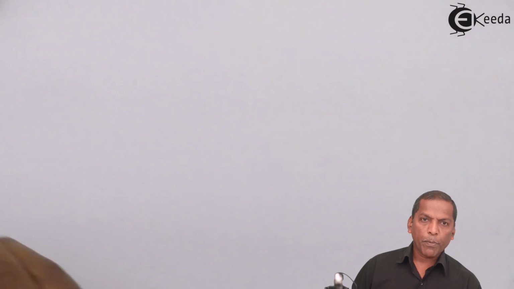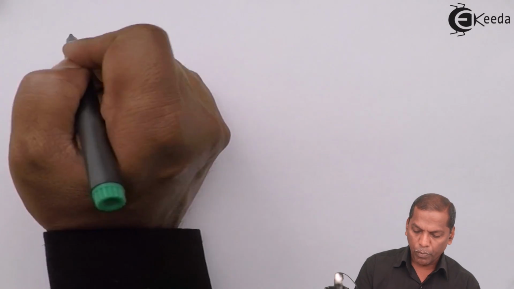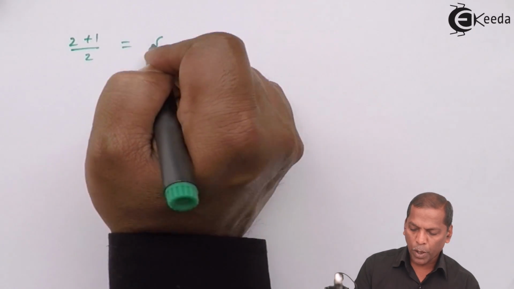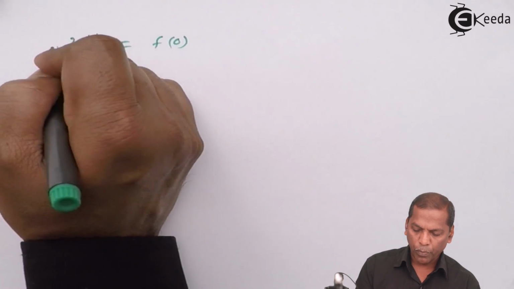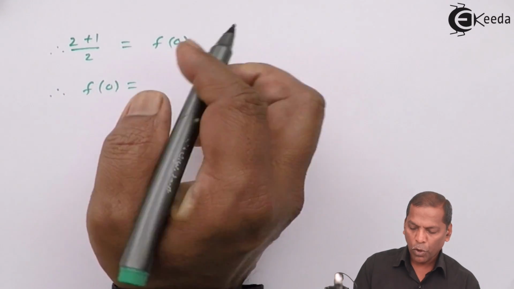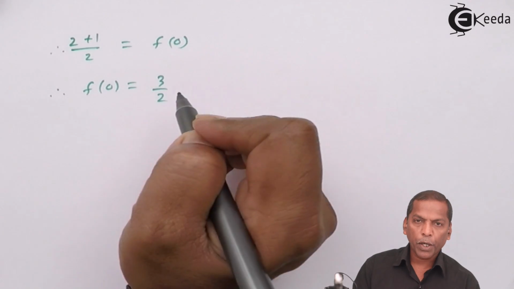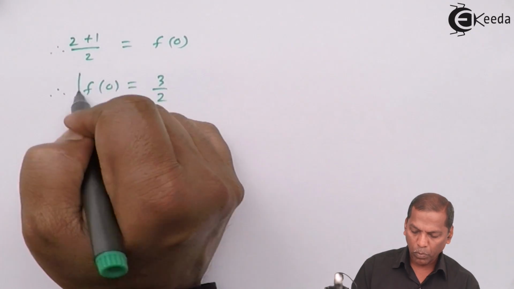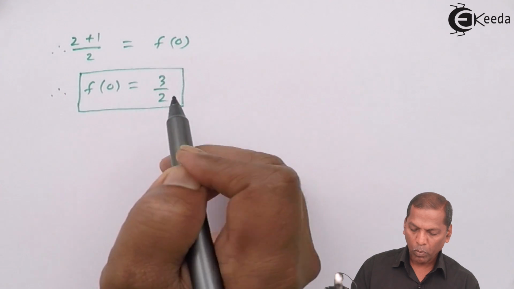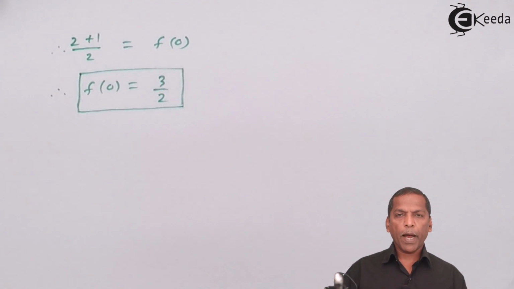Now on cross multiplying, we get (2 plus 1) upon 2 is equal to f of 0. So in this way, we get f of 0 is equal to 3 upon 2. So this is the required solution for the given problem.